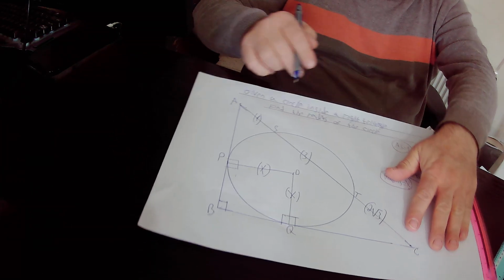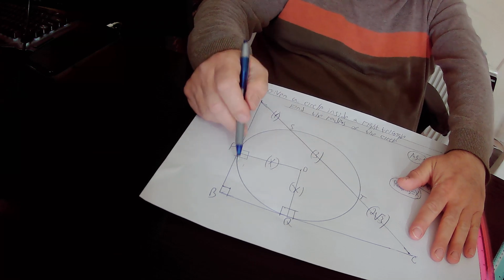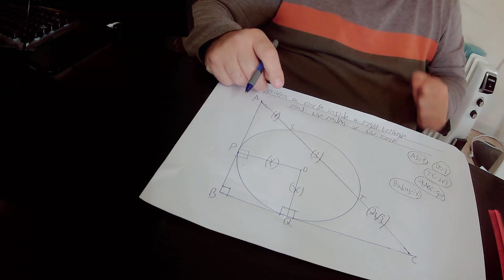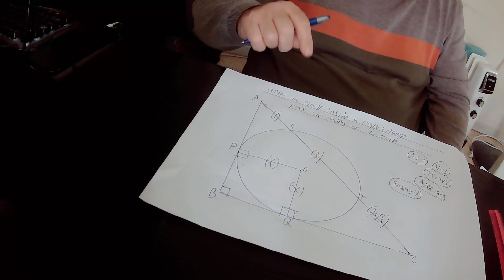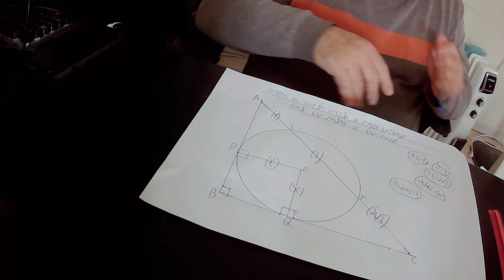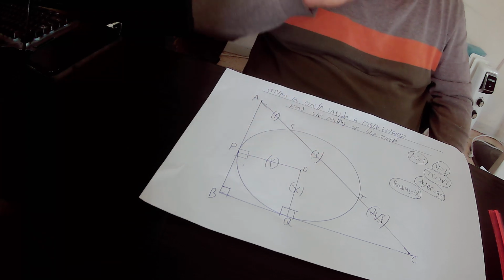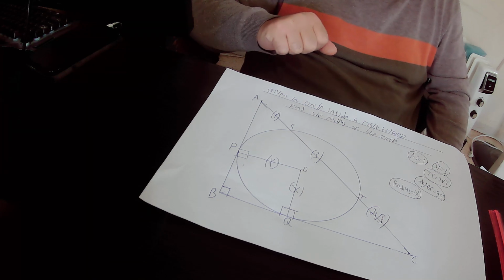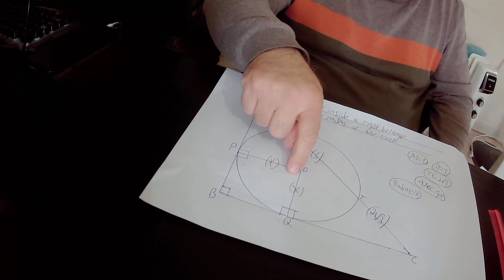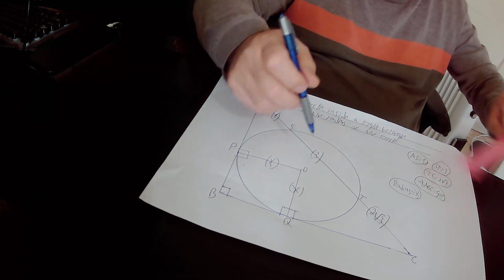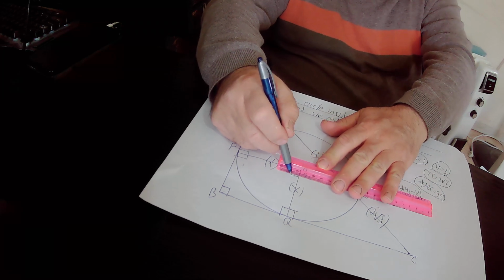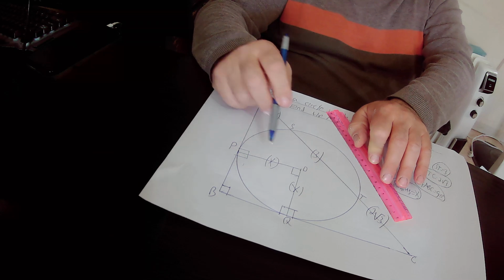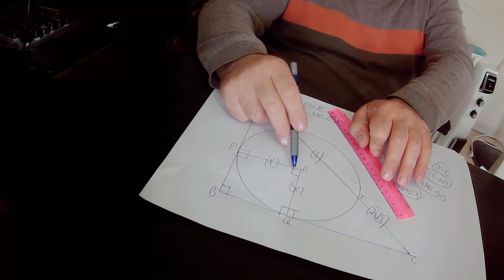In quadrilateral POQB, we have 1, 2, 3 right angles. The sum of 3 right angles is 270 degrees. So 270 degrees plus the size of this fourth missing angle. In total, the sum of those four angles must be equal to 360 degrees, according to the rule that the sum of the angles in any quadrilateral is equal to 360 degrees. Therefore, the missing fourth angle here must be equal to 90 degrees in its size.